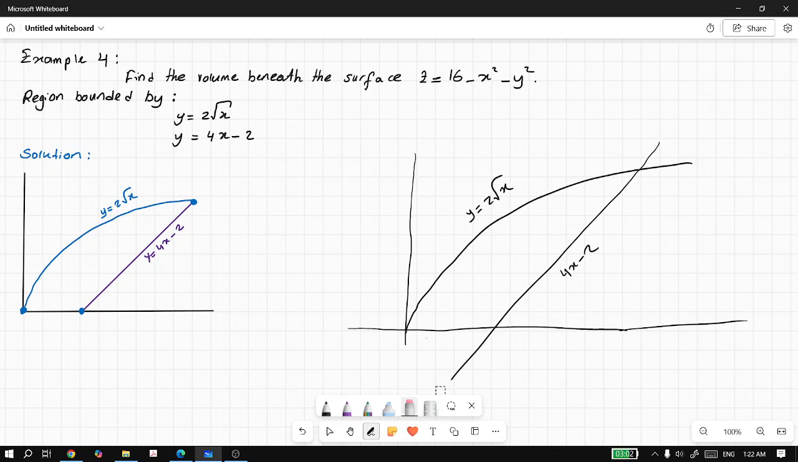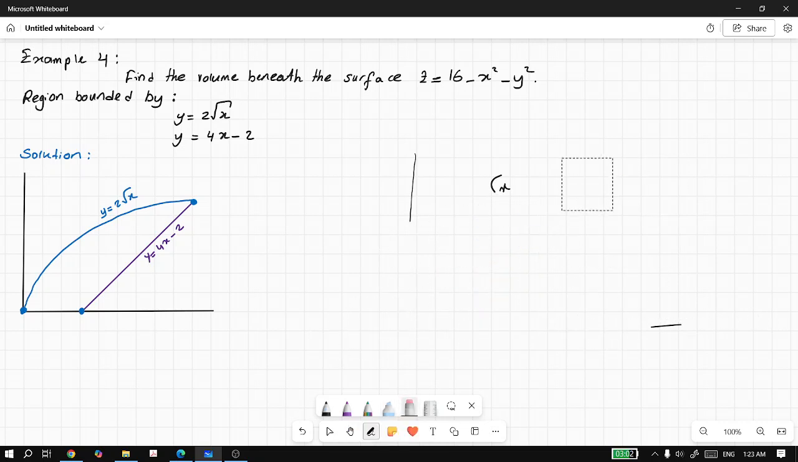Considering the region that we want to use, it is this one. So this is the region that will be the base for the object that we want to find its volume. Here on the left side I have drawn a better picture of this one, and we are going to work on this picture, the drawing that we have got here.